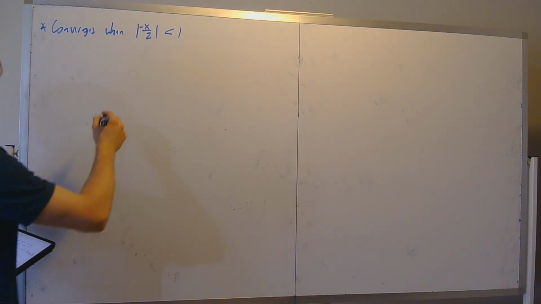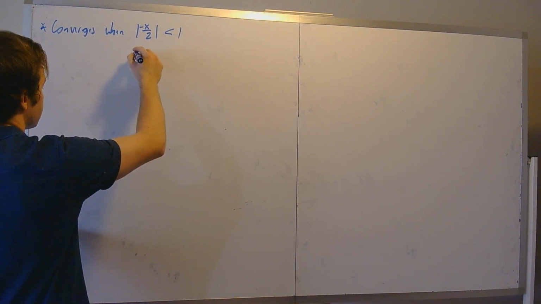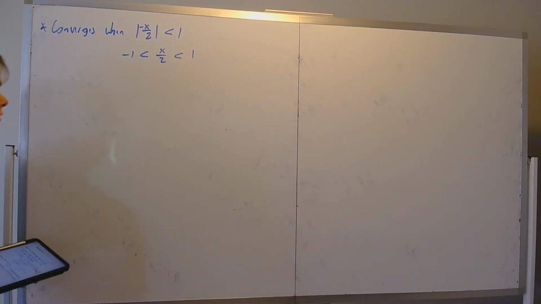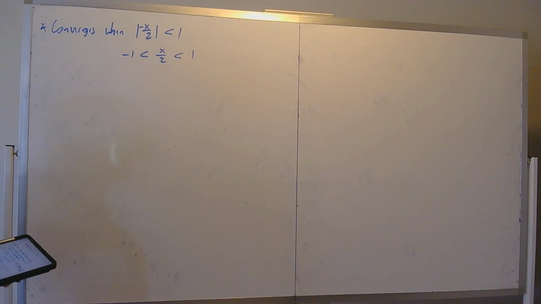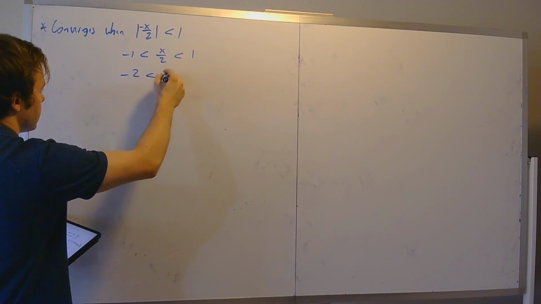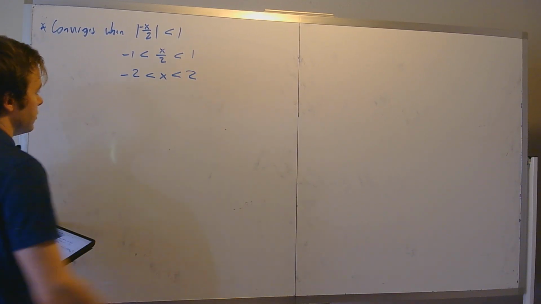So we take the absolute value, and we're going to have that negative 1 is less than x over 2 is less than 1, right, because that's what the absolute value means. And then we just multiply everything by 2. Negative 2 is less than x is less than 2.